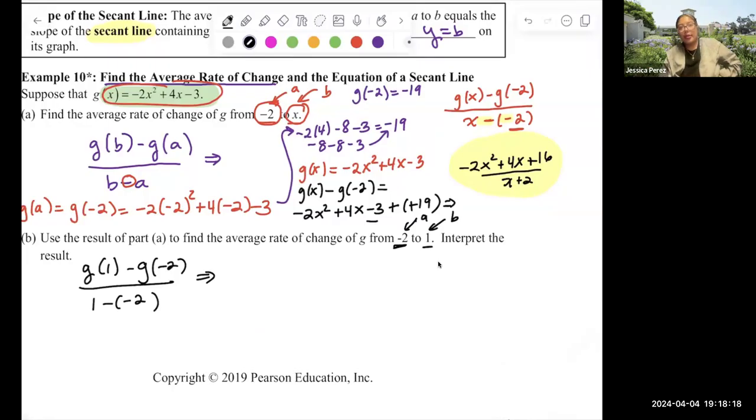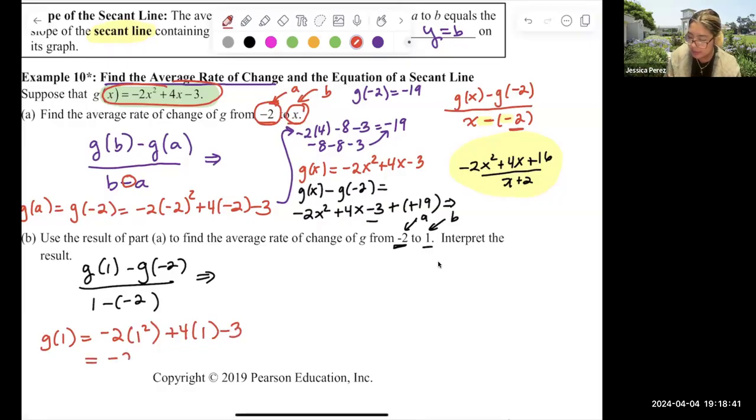So for g(1), after plugging it in, since that's g(b), it's going to be -2 times 1 squared plus 4 times 1 minus 3. We already did something very similar. -2 plus 4 minus 3. -2 plus 4 is a +2, minus 3 is a -1. So g(1) is -1.